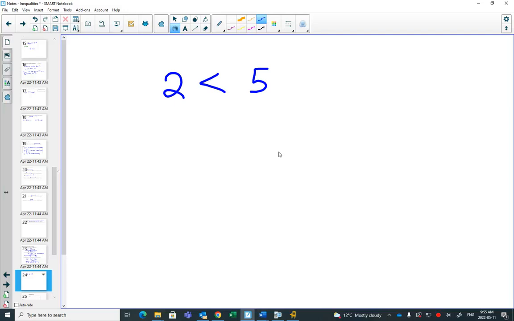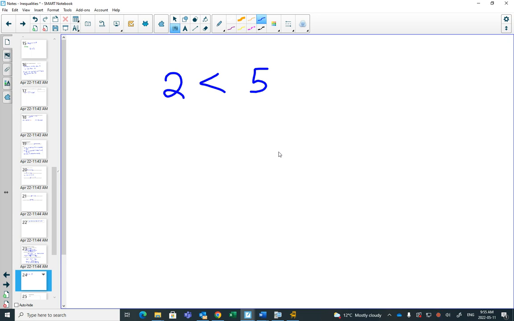So everybody agrees that 2 is less than 5. Our goal for today is to learn how to solve inequalities. We've already in this unit solved equations. And in equation solving, the main idea is what you do to one side of the equation, you do to the other side of the equation.